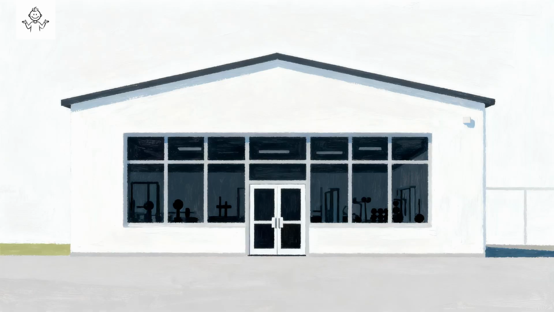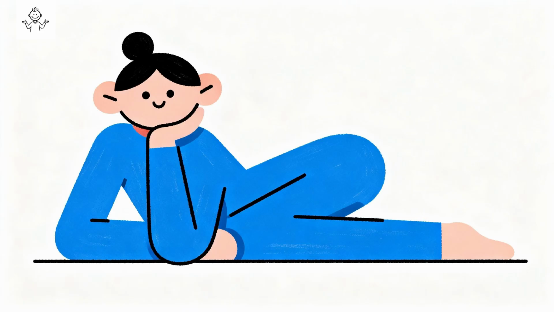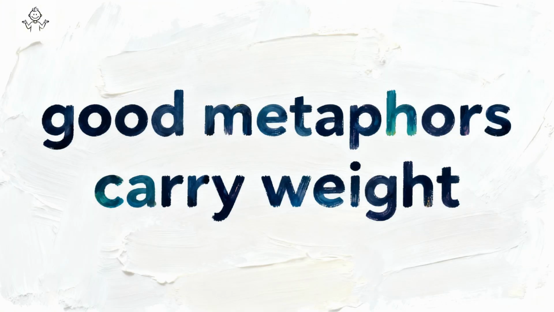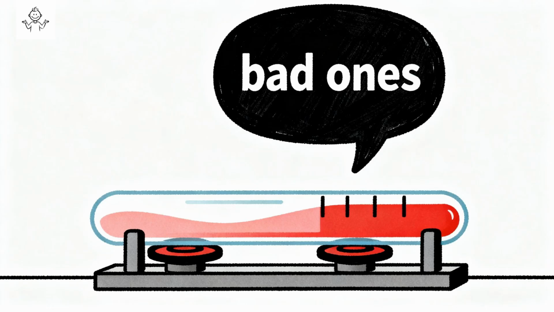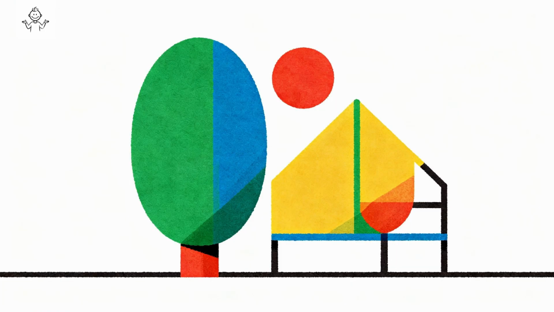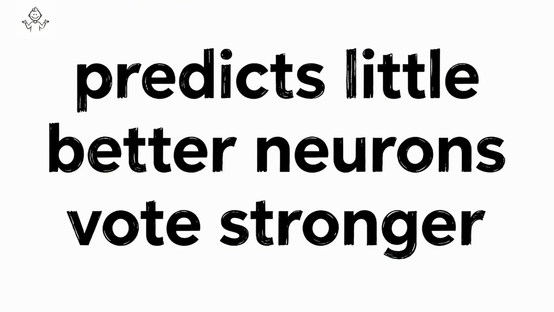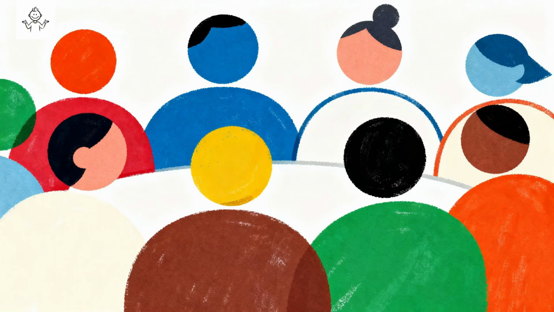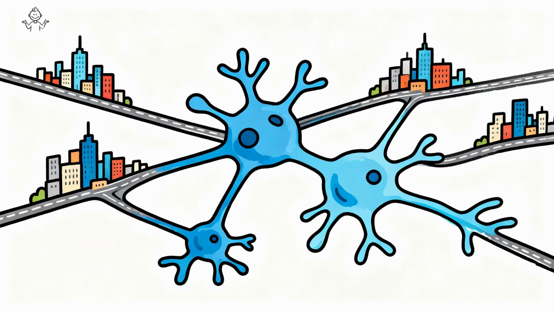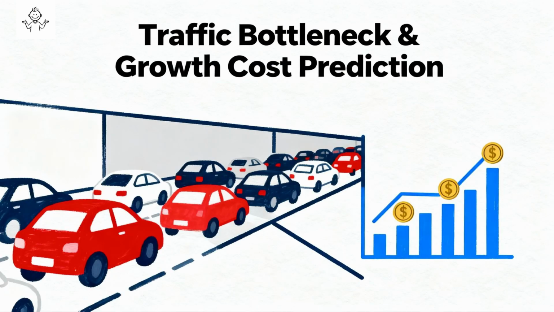Metaphor. Gym: build, break, replace. Good metaphors carry weight. Bad ones snap under questions. Test: can your image predict and scale? Bad: the brain is a computer. Which parts? Predicts little. Better: neurons vote. Stronger predicts; add noise, slower consensus. Best, for context: neurons are cities with highways. It predicts traffic, bottlenecks, and growth costs.